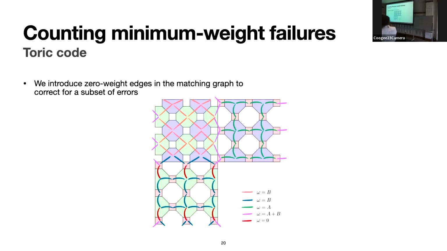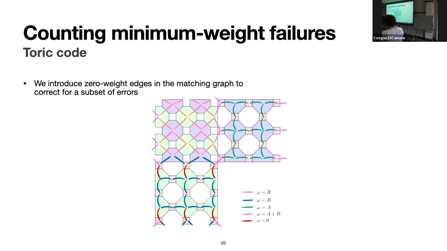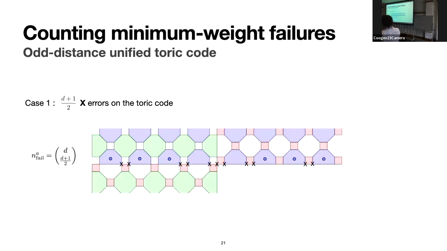And oh, I think I forgot the table here, but the decoder matches for the restricted toric code. Now, first, this is the matching graph we used, but I think I should motivate it a bit afterwards. So I'll just start by considering the odd distance unified toric code, but mapped onto the unified lattice. And in this case, things get a bit tricky.